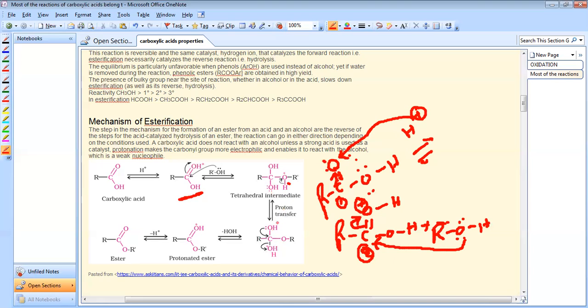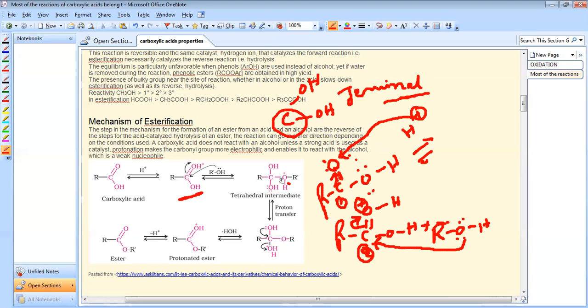Here the residue has two OH groups on the same carbon. That is known as geminal. If on any carbon we have two hydroxy groups, then that carbon is known as a geminal carbon. If any carbon has two functional groups, that carbon is known as geminal.